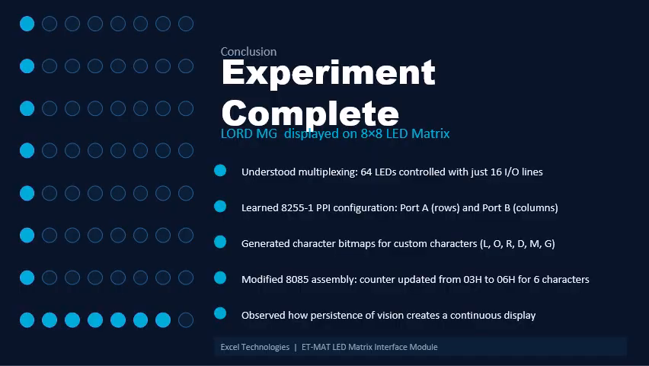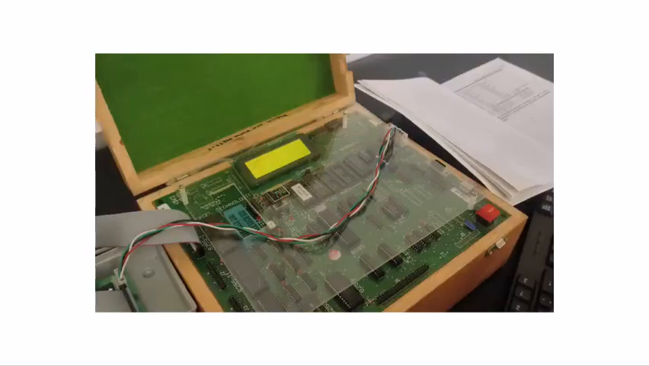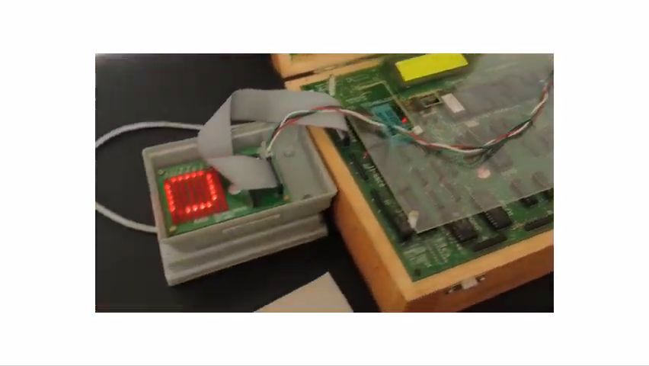To conclude, in this experiment, we successfully displayed LOAD MG on an 8x8 LED matrix. We learned how multiplexing allows control of 64 LEDs using just 16 lines, how to use the 8255 PPI for interfacing, how to design bitmap data for characters, and how persistence of vision creates a stable display. This experiment helps us understand both hardware interfacing and low-level programming using the 8085 microprocessor. And this is the video for the LED matrix.